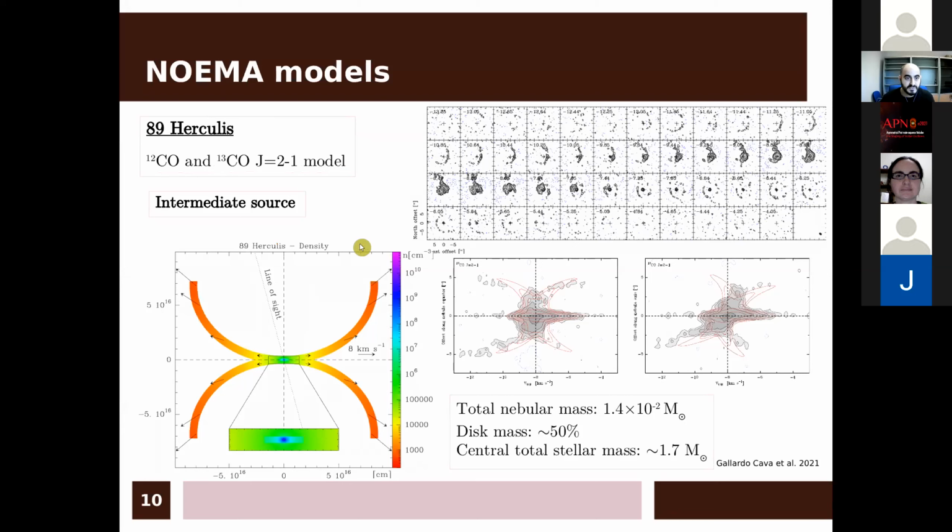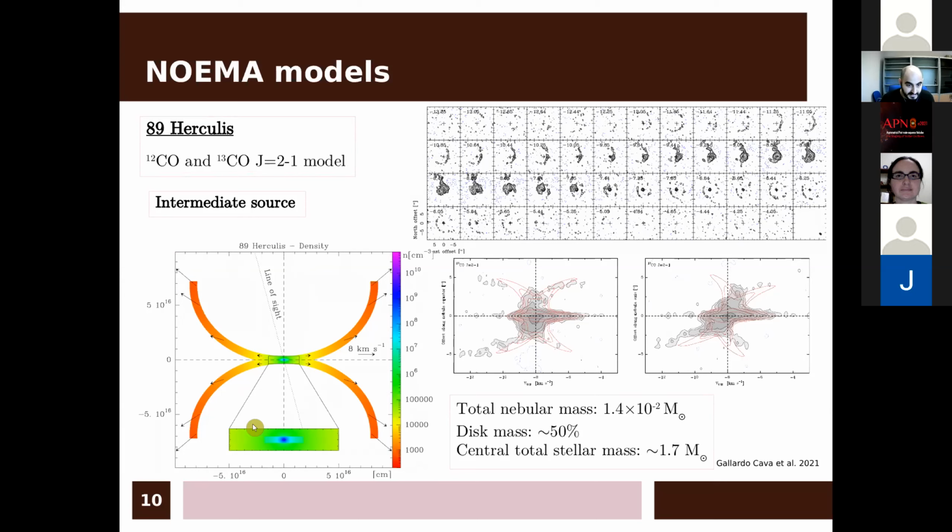Additionally, I showed you a source that would be in an intermediate state between the disk and the outflow nebulae. It is the case of 89 Herculis. These are velocity maps, reproduced and structured in an hourglass-like form, with observational and synthetic PV diagrams along the equatorial and the axis direction. Our model reveals, and confirms with observations, an hourglass-like form in a very extended component that contains more or less 50% of the total mass.